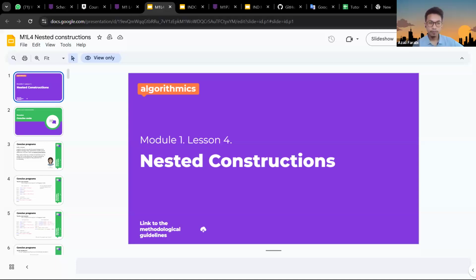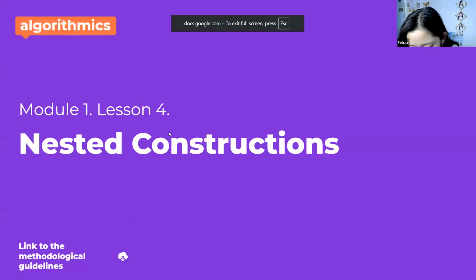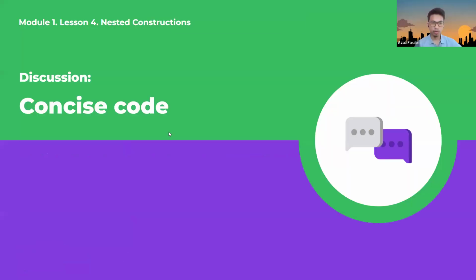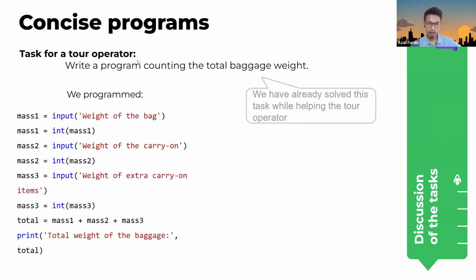Okay. So, your lesson for today, the title actually is nested constructions, but I renamed it concise code, because it's just kind of you need to nest it or make your code concise. That's the goal of your lesson today. So first, maybe you wonder why we need to use nesting or why we need to write concise code. Okay, can you see my screen, Felsia?